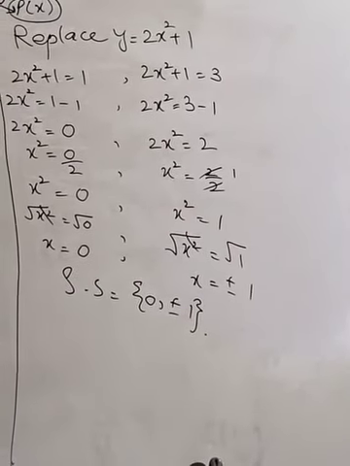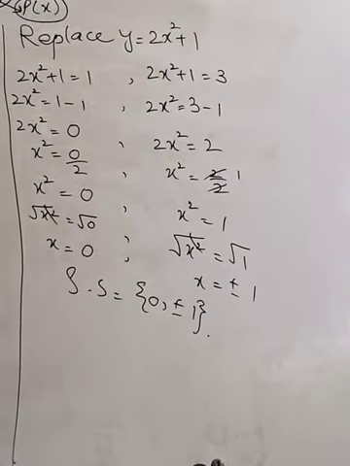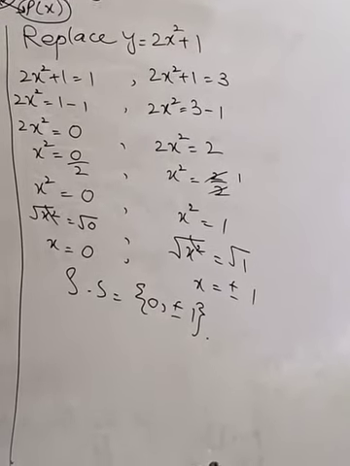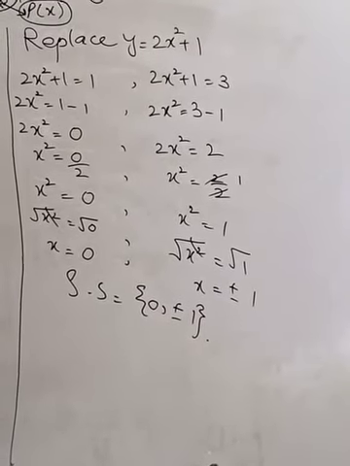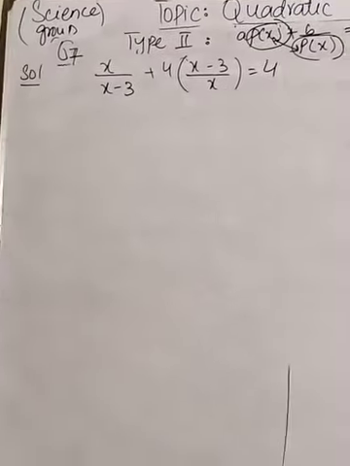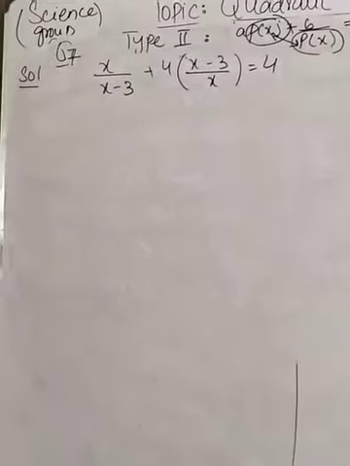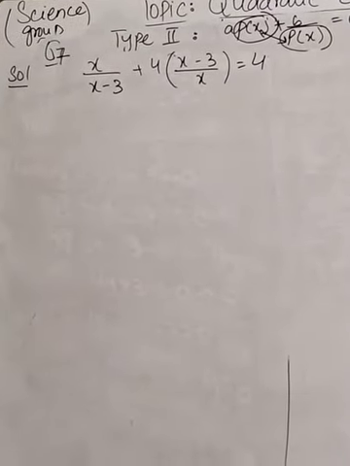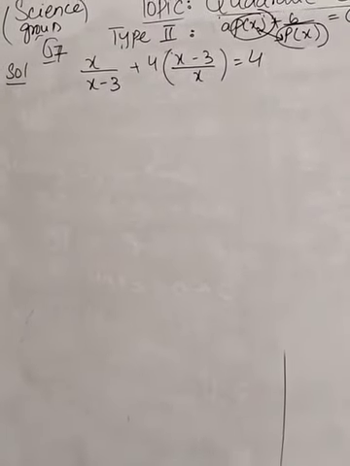Alright, I hope that the procedure is completely clear to you. Coming up with question number 7 next. Moving towards question number 8, we have x over x minus 3 plus 4 multiplied by x minus 3 over x, that is equal to 4.